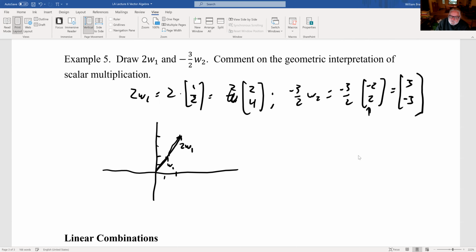Now, W2 is this vector, 1, 2, that is W2. Minus 3 halves W2 is 3, minus 3, which is out here. So multiplying by minus 3 halves, what did we do? We stretched it out by a factor of 1.5, but the minus sign flipped the direction of it. This still lies on the same line of the other two.